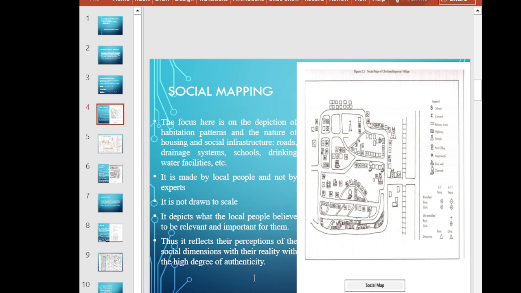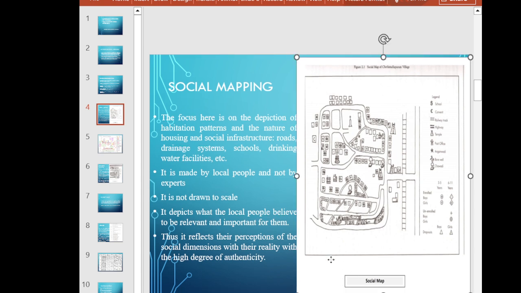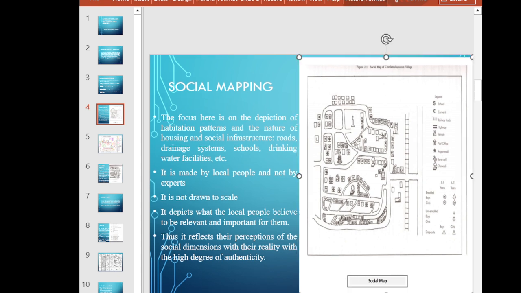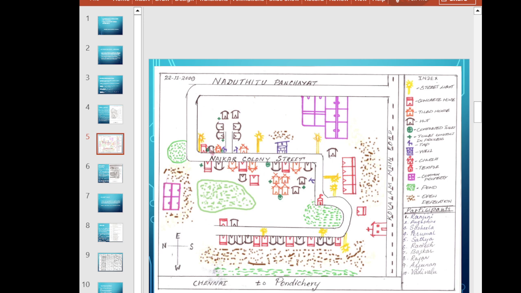It depicts what the local people believe to be relevant and important for them, and therefore it reflects the perception of the social dimensions of reality with a high degree of authenticity. So this is the first thing, and this is one that our student has prepared.